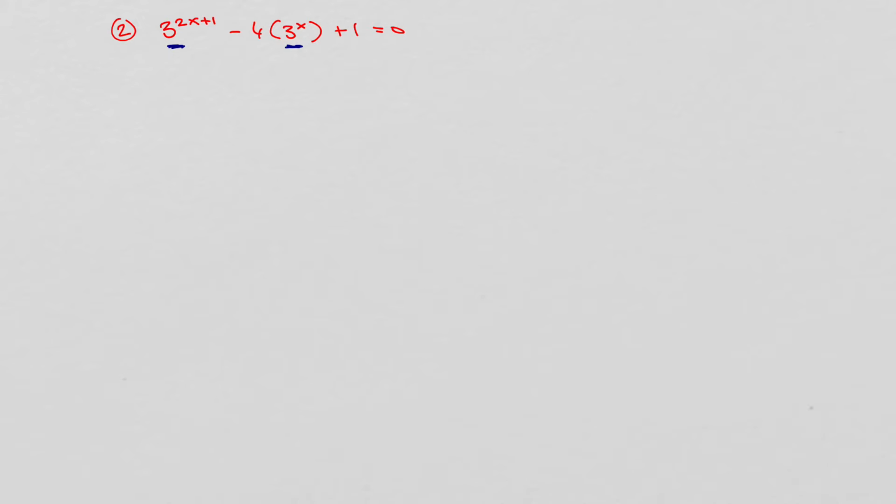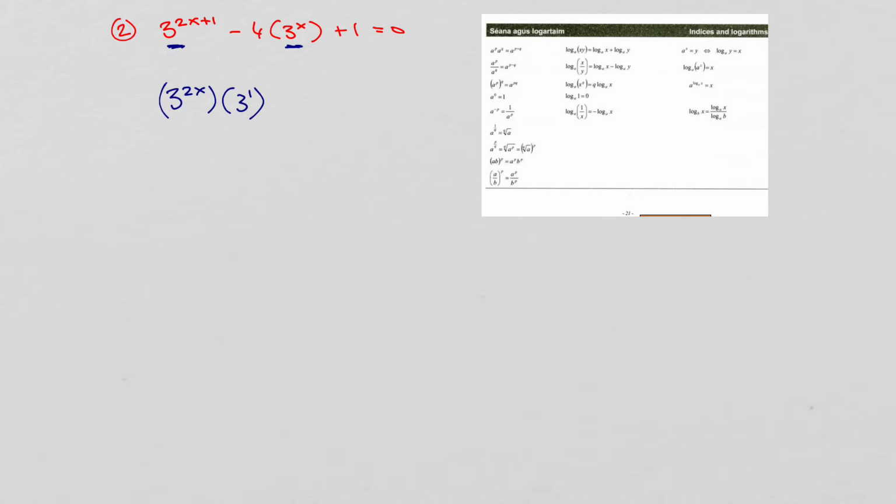So of course, I know from my indices rules that I can break this 3 to the power of 2x plus 1 into 3 to the power of 2x times 3 to the power of 1, because if we go to page 21 in our tables, we can see this first rule up here. So a to the p times a to the q is a to the p plus q. So all I've done is I've gone from right to left there by taking the 2x plus 1 and writing it in the form of a to the p times a to the q. In other words, 3 to the 2x by 3 to the 1.